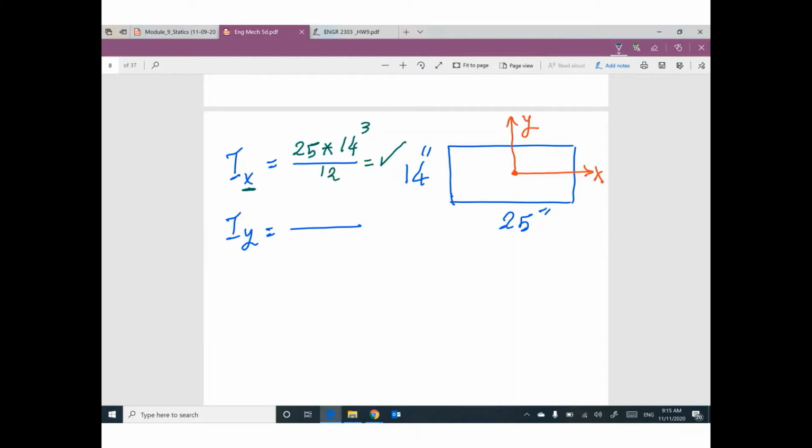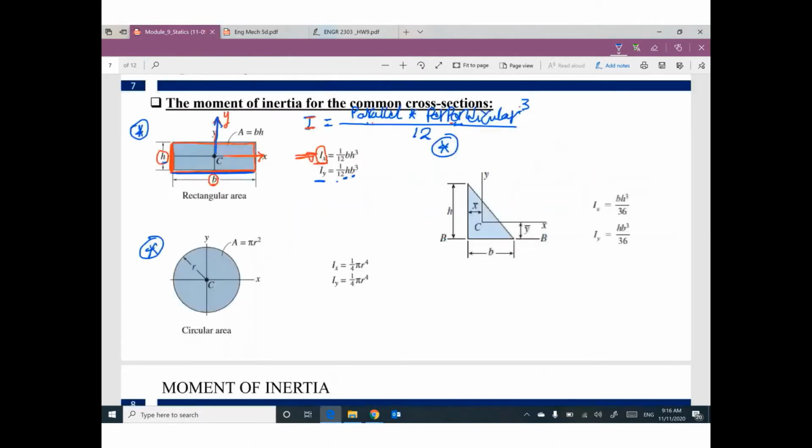If you are talking about Iy, moment of inertia about the y-axis, parallel to y, which side is parallel to y? 14. Which side is perpendicular to y? 25. Cube over 12. So I can figure out the value for Iy. Any questions so far? Did you understand what is the value for Ix? What is the value for Iy for a rectangle? Any question for this point?